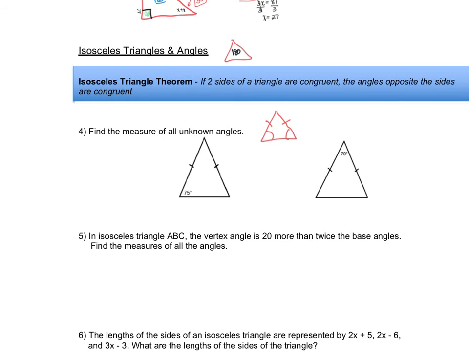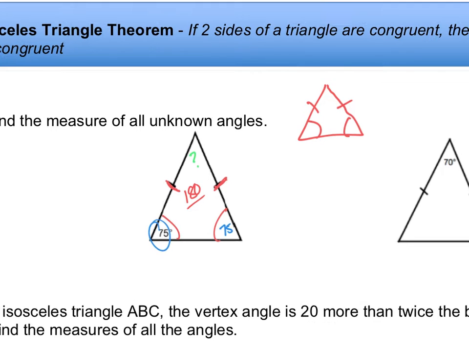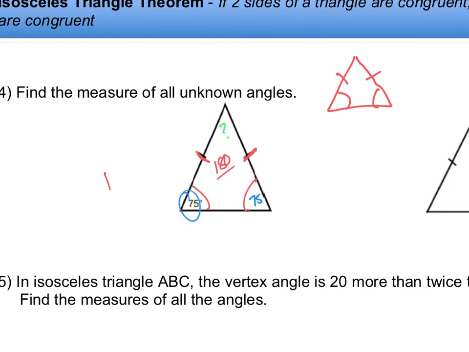So find the measure of the unknown angles. We know that we have 180 degrees. We know that this side and this side are congruent because that's what the image is telling us, which means that this angle and this angle are congruent. So if this is 75, this also has to be 75 degrees. Here's the issue. I now want to find this angle. So I'm going to do 180 minus 75 minus 75. When I type that on my calculator, I get 30 degrees. So my missing angle right here is 30 degrees.